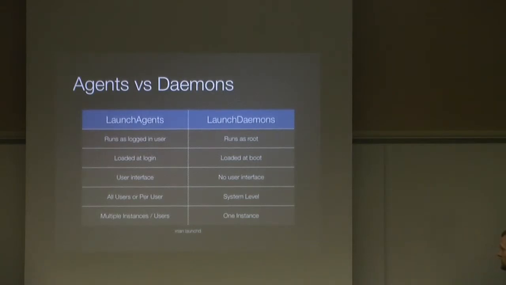Launch agents can have a user interface, whereas launch daemons cannot. A lot of times, you won't even see a user interface with a launch agent, but you can have helper agents or something like that. Launch agents can be per user or for all users, and launch daemons are at the system level. For launch agents, you can have multiple instances, for multiple users, while for launch daemons you only have one instance, so if you try to load another instance of that job, you won't be able to.